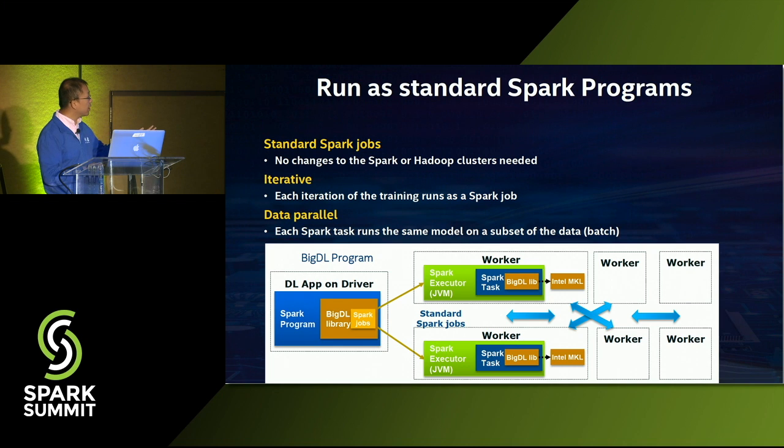It's a standard Spark program. You just call the BigDL library, which will generate a series of Spark jobs. Every Spark job will get distributed across your Spark cluster, running on many different workers, which will, again, use the BigDL library, and underneath we are using Intel MKL and other optimizations to accelerate the compute. And again, there is no change needed for your cluster. It's just a standard Spark job.